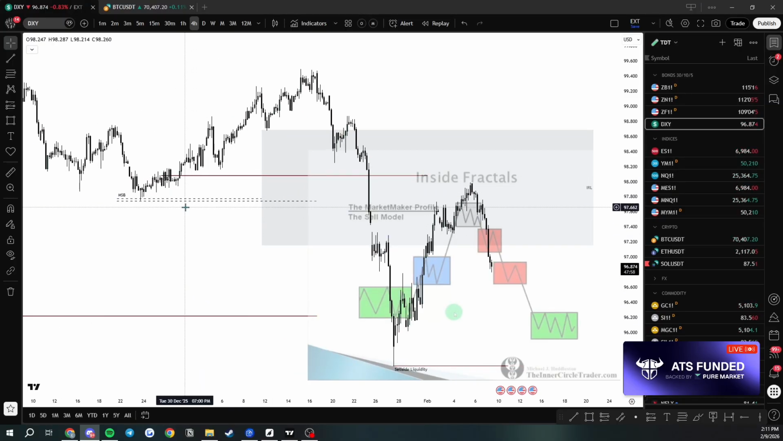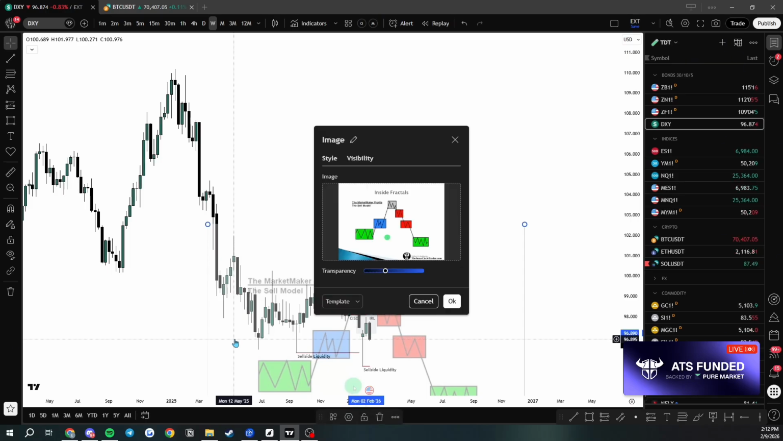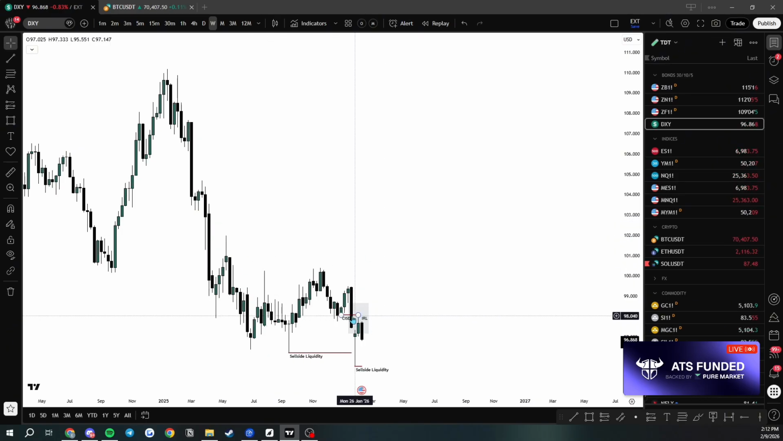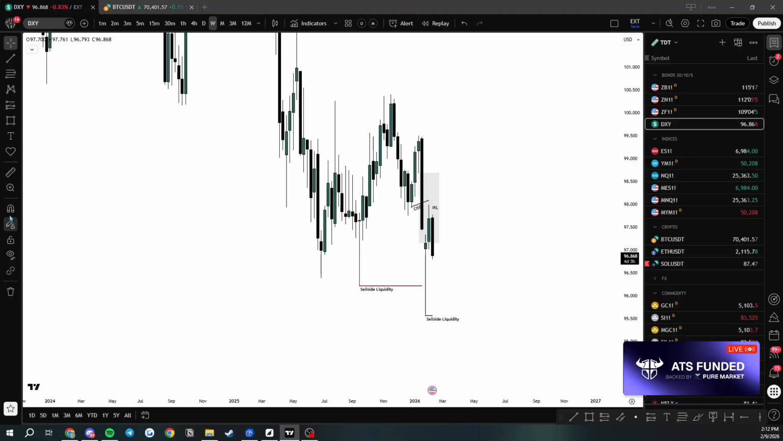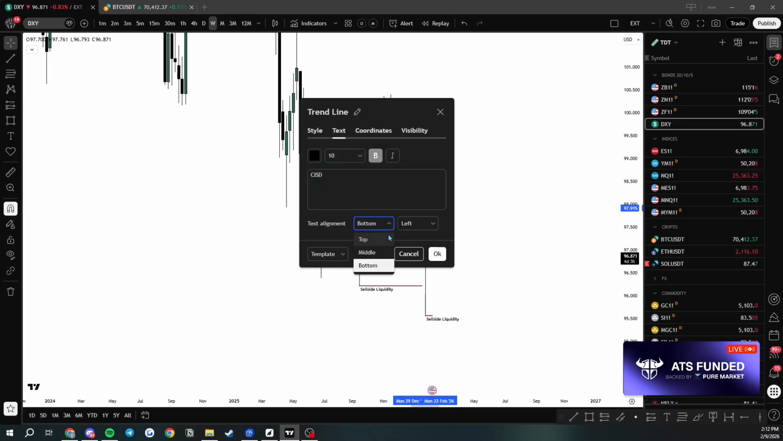We saw that market structure break last time. We talked about how there was a nice market maker sell model. Okay, so we're just gonna map out the bottom of this order block instead of the change in state of delivery. Okay, so let's go ahead and put that up. And we'll put weekly order block.